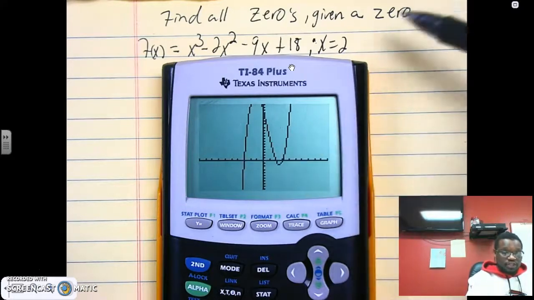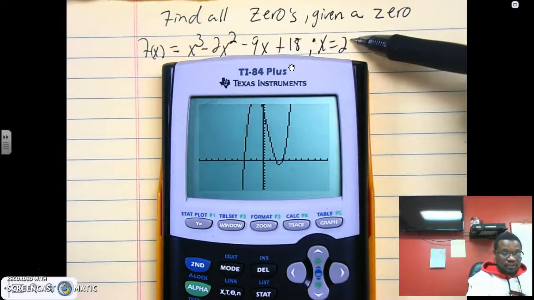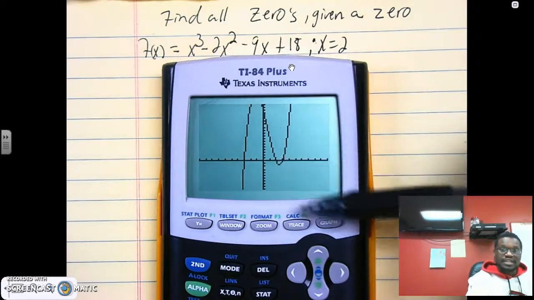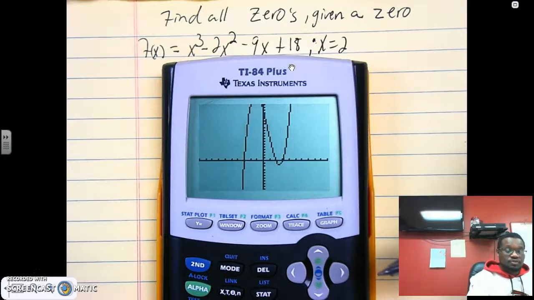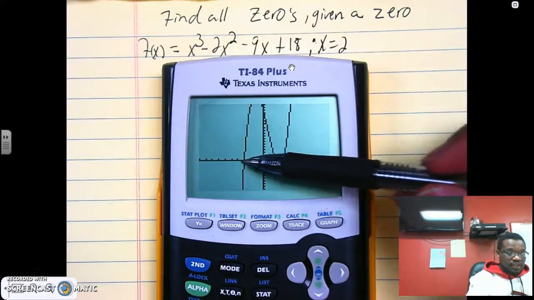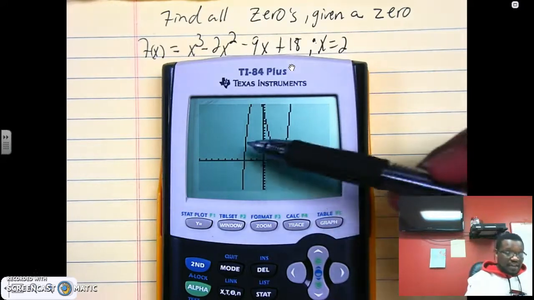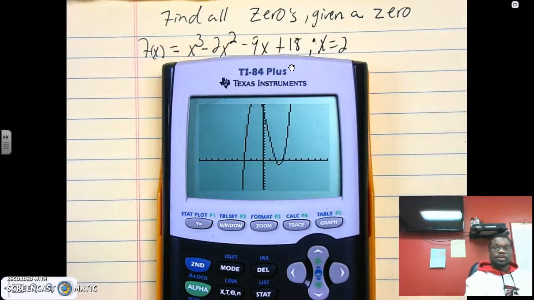And so they told us that 2 is one already. So let's look at the graph. 1, 2. Does it cross at 2 here? Yes, it does. What they want us to do is find these other 2, assuming that we didn't have the graphing calculator. And so we want to find every single place where this crosses the x-axis, but we're not going to use the graphing calculator. I just wanted to show you what zeros were. What are we looking for? Anytime you see zeros, roots, solutions, or x-intercepts.